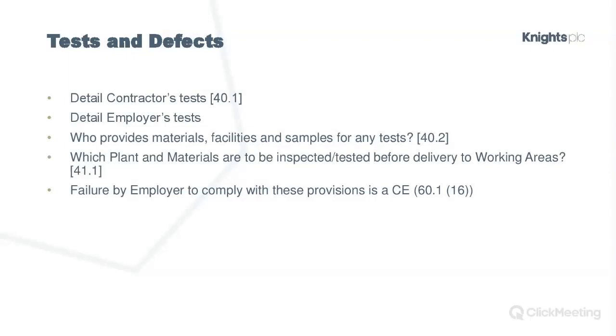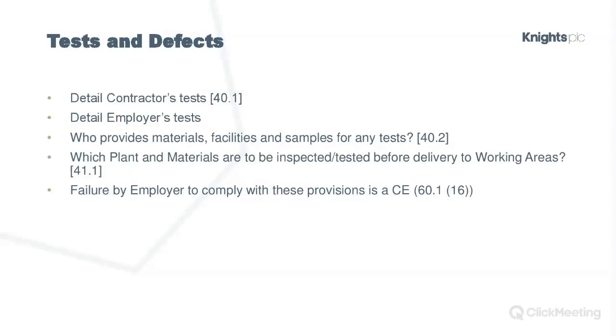Also details of any tests the employer has to carry out, also details as to who provides all the materials, facilities, sampling for tests, also any specific tests that have to be carried out on any part of the plant or materials before they're delivered to site, before they're delivered to the working areas. So that would probably be more about something that's being manufactured off-site. So, again, you need to review this pre-contract because it's all important stuff.